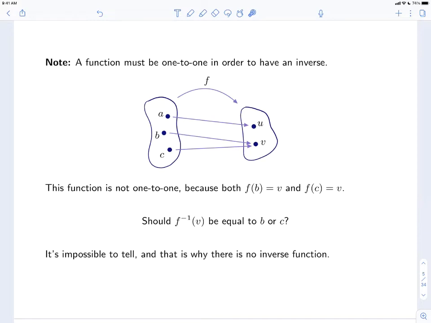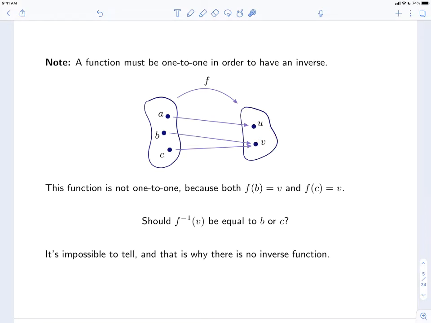So how would we define f inverse? F inverse needs to take these u's and v's and go back to the original set of a, b, and c. Well, it's easy to figure out where u would go back to. U would go back to a, but what about v?